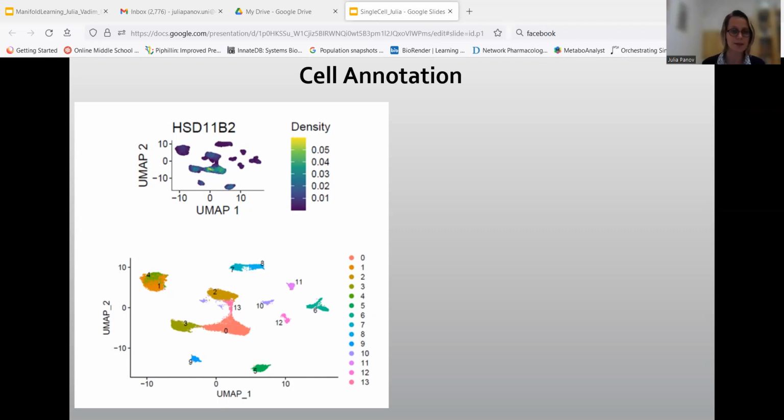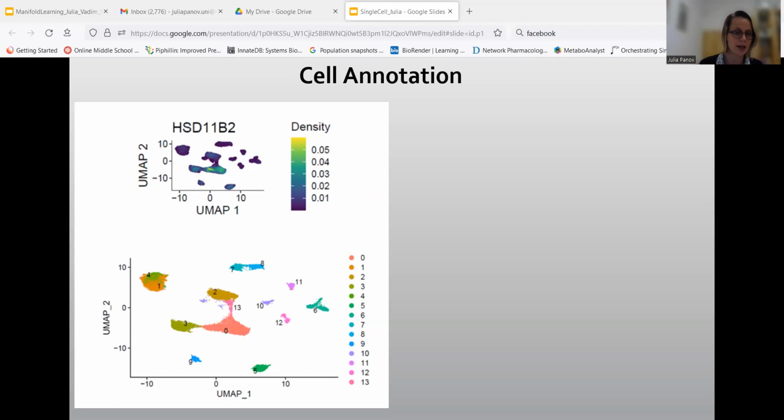For example, here again, the kidney dataset, control kidney tissues compared to diabetic tissue. One of the known markers of collecting duct cells is the gene HSD11B2. And we can graph this gene on the two-dimensional plane using UMAP, so that cells that express the gene highly are highlighted in yellow, and we will see that the highlighted cluster on the UMAP space is cluster number zero. So we would identify this cluster zero as collecting duct cells.